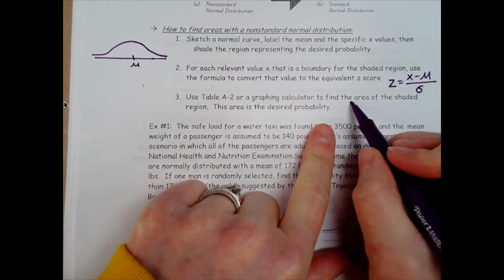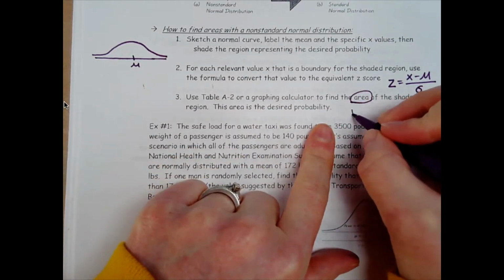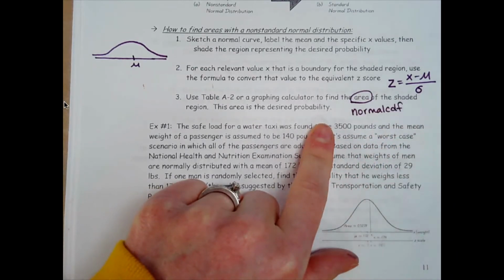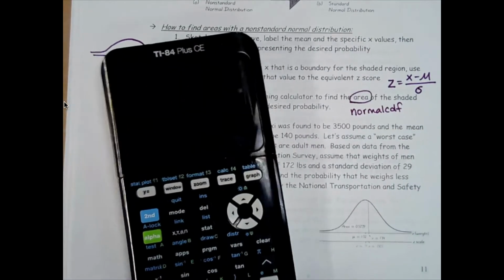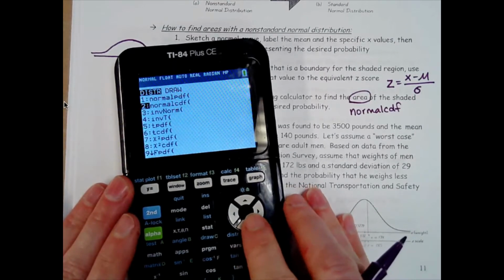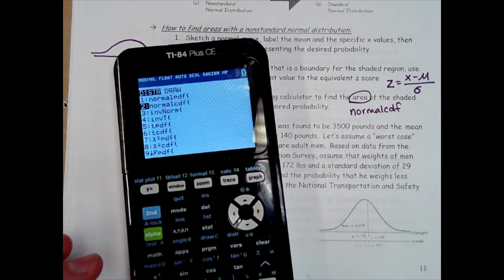Remember, to find the area, we're going to use normal CDF in our calculator, and that's found under 2nd, VARS, normalcdf. So we can use the calculator or we can use the table.